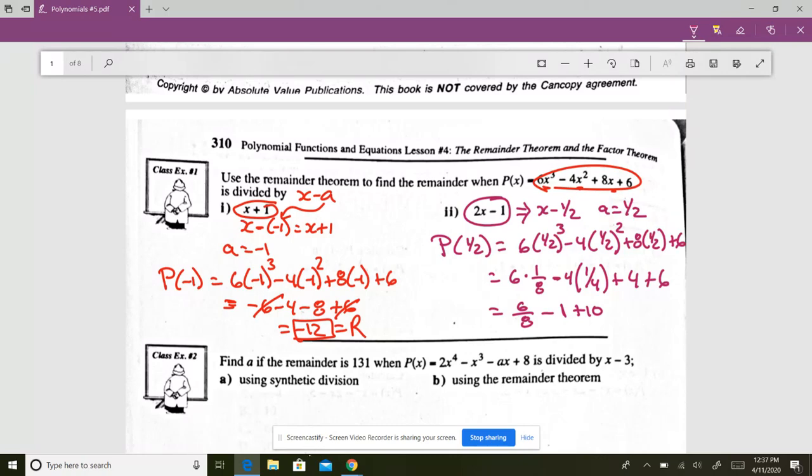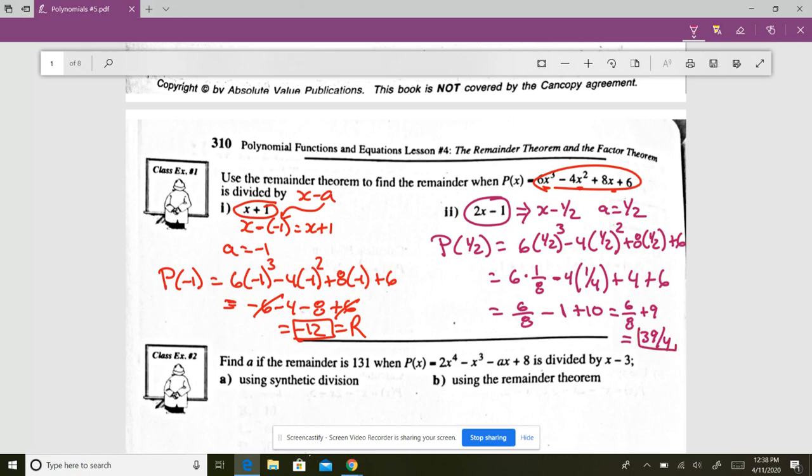If you combine all that together with a common denominator, negative 1 and 10 is going to be 9. And you can simplify this 6 over 8 to 3 over 4, or you could just find a common denominator. But either way, you'll get 39 over 4.